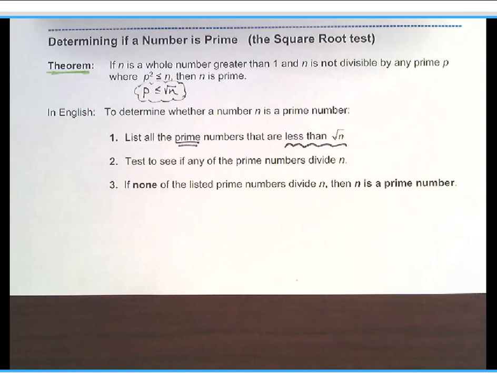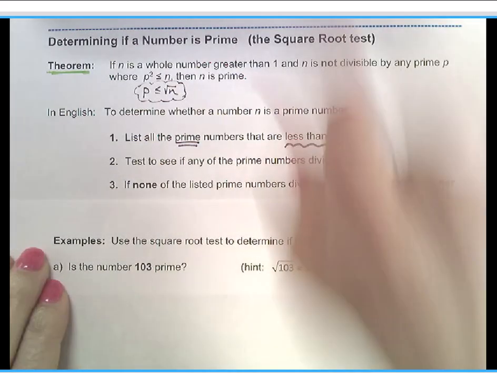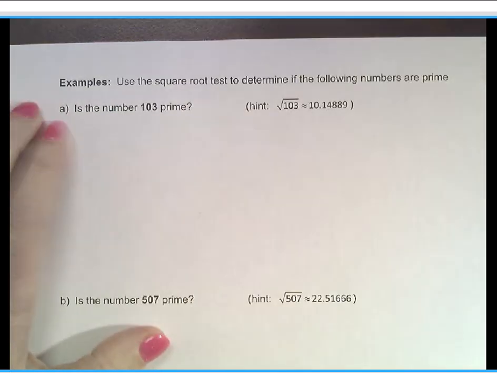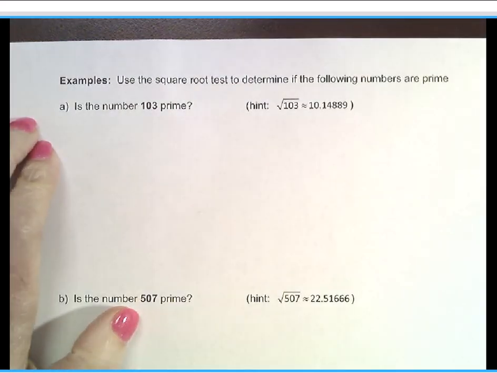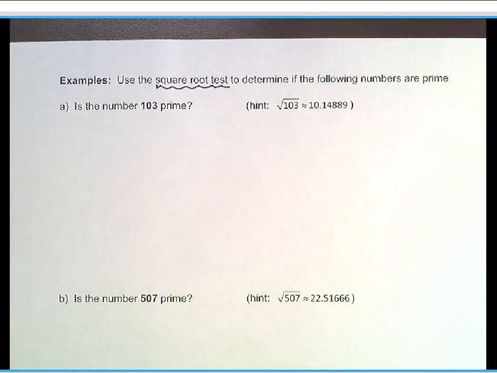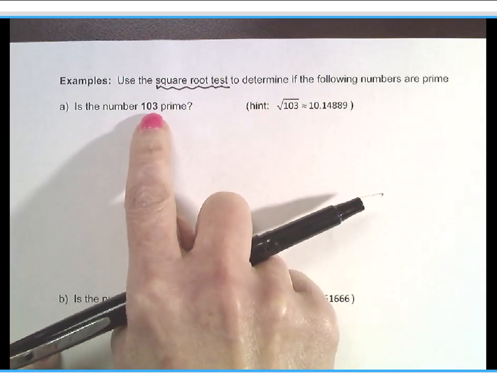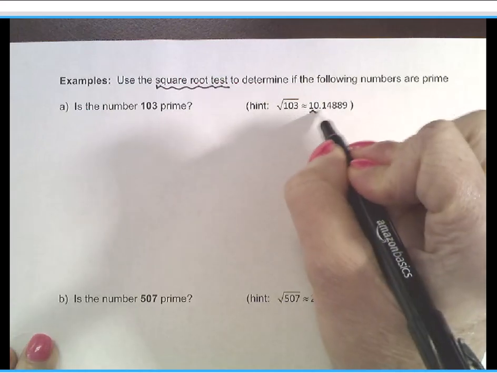Let me show you. I think it'll make more sense in practice once you see this with some actual examples. So we're testing these prime numbers less than the square root of n. It says use the square root test to determine if the following numbers are prime. This is the test that you want to learn. So is the number 103 prime? The point is not to look at the sieve with all the prime numbers and just answer yes or no. So I'll always give you a hint. I'll tell you what the square root of your number is. The square root is about 10.1.